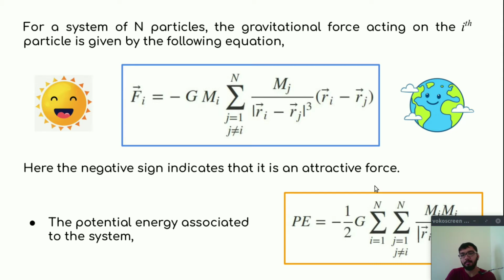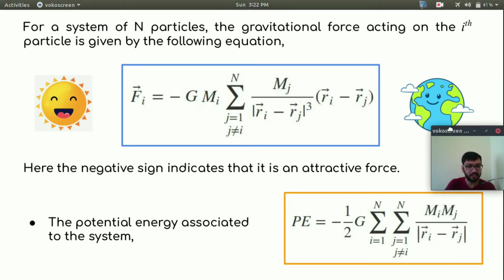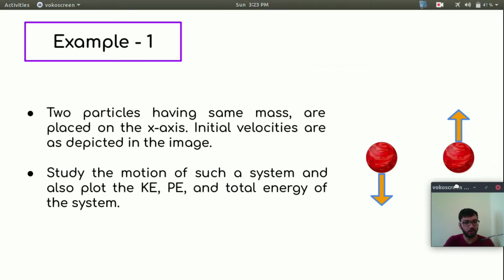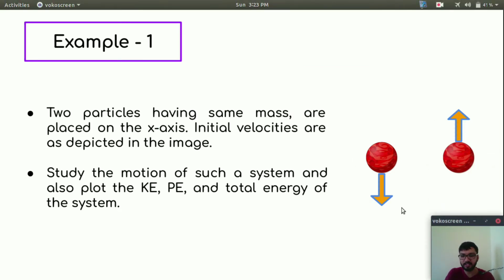Another thing is the potential energy associated with the system. So for a system of n particles, the potential energy of the system is given by this expression. We have two summations here, these two are the masses and this is the distance from the origin. Okay, so let's jump to our first example, guys.